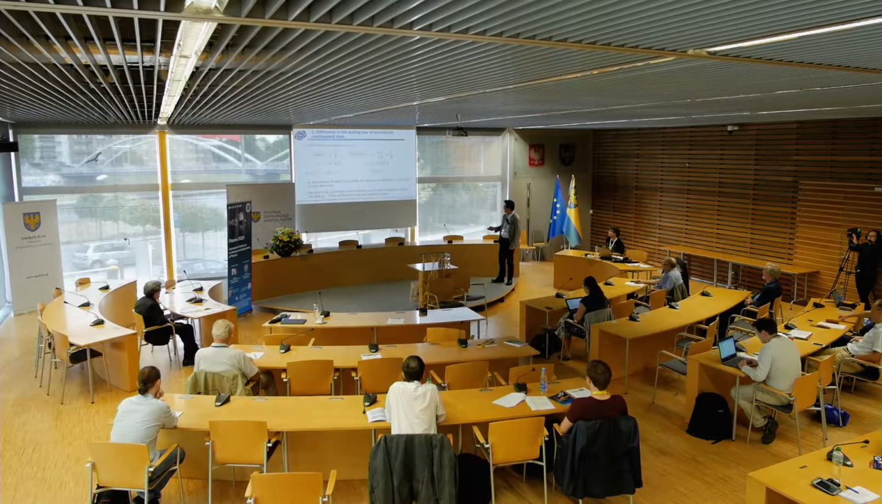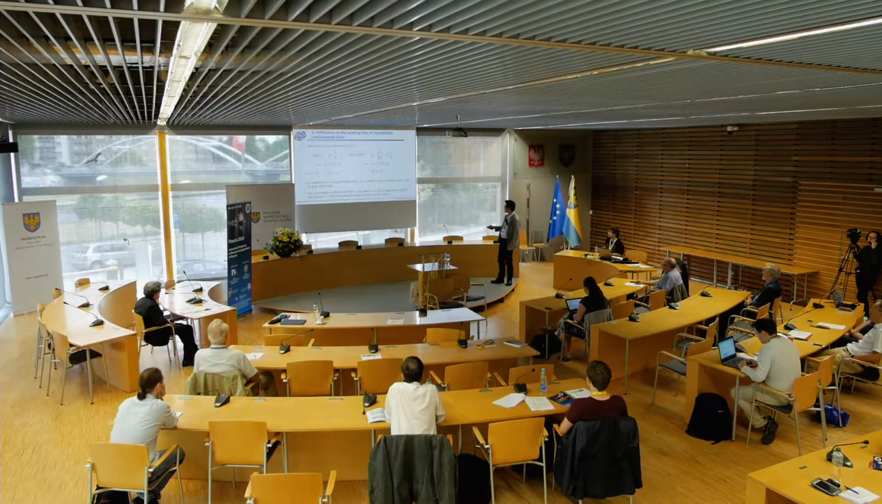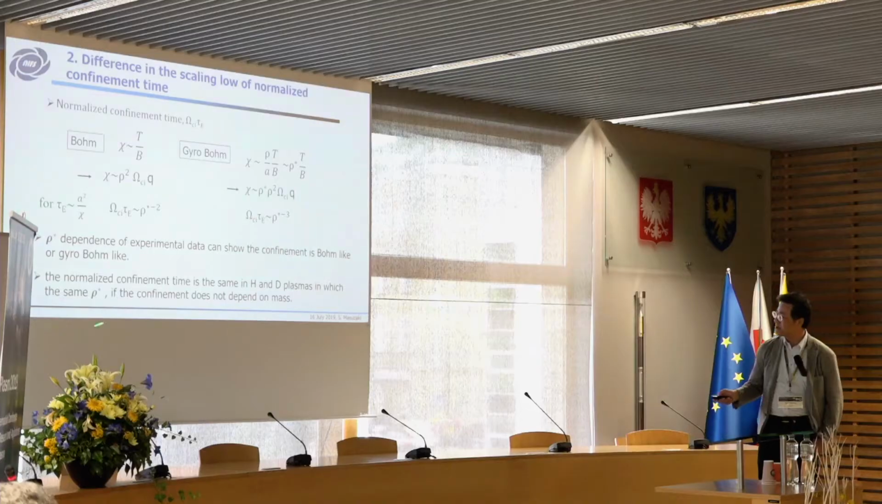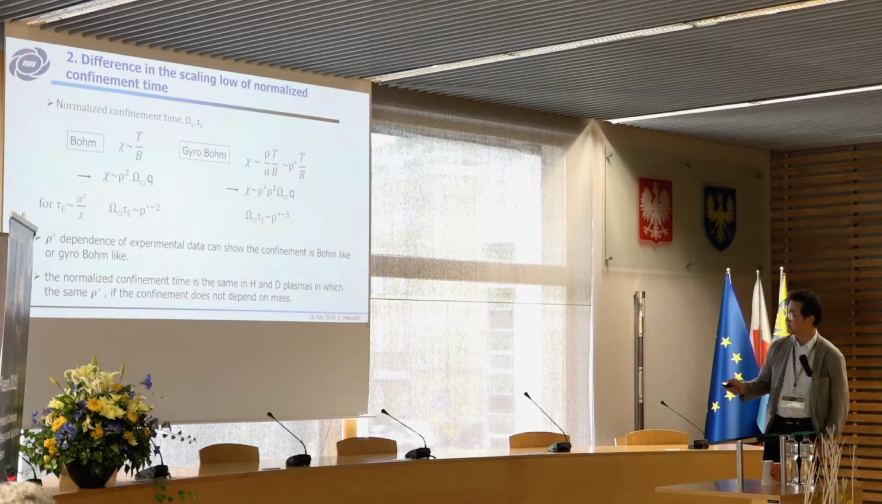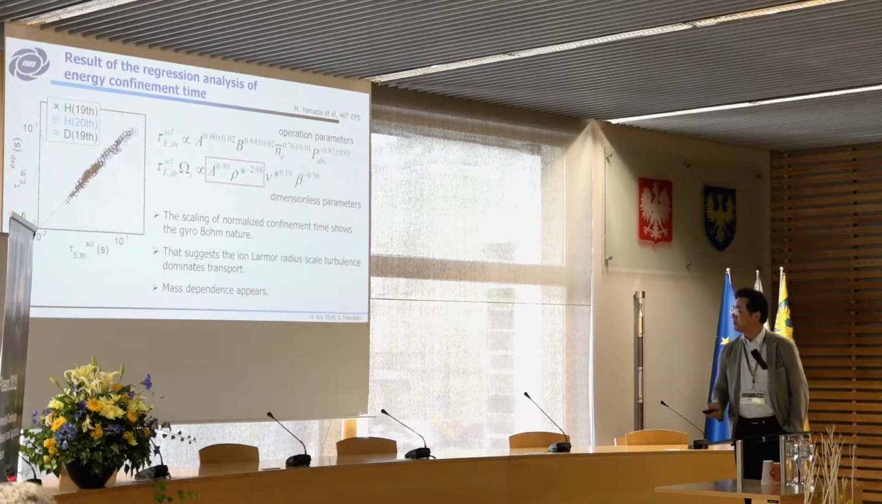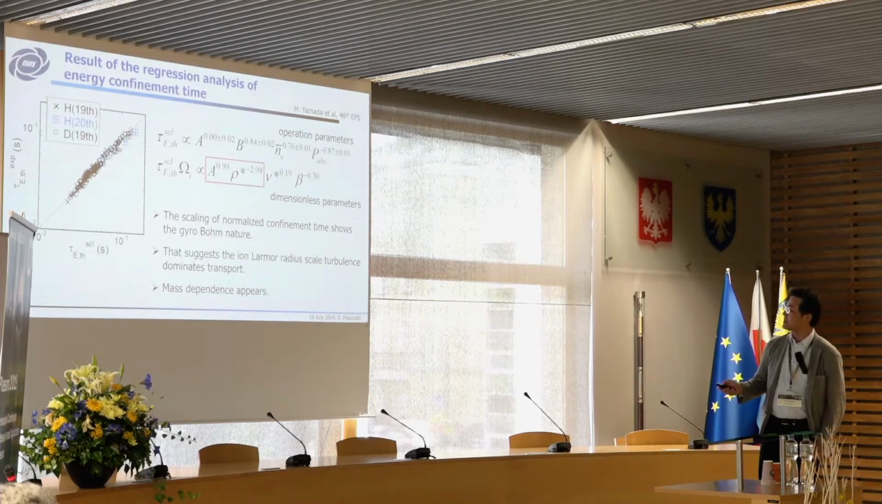In both the tokamak case and the stellarator-heliotron case, the transport is gyro-Bohm-like, as shown by scaling laws. Anyway, the normalized confinement time would be the same in hydrogen and deuterium plasma at the same rho star, the normalized ion gyro radius, if the confinement does not depend on mass. Okay, so let's see. This is the result of the regression analysis of energy confinement time.